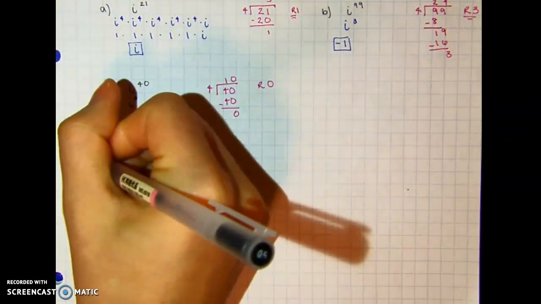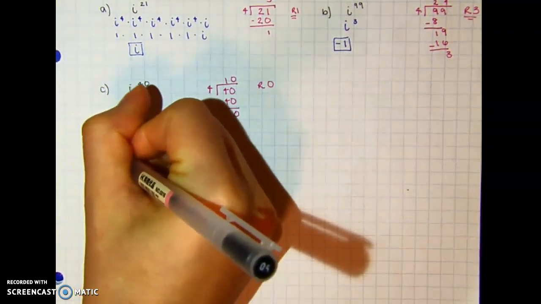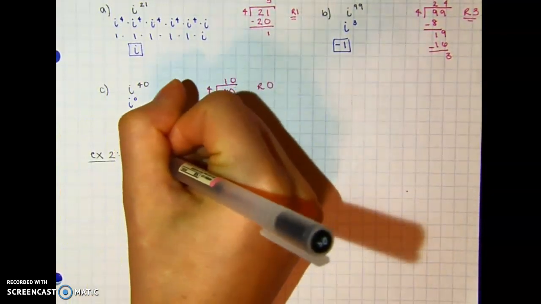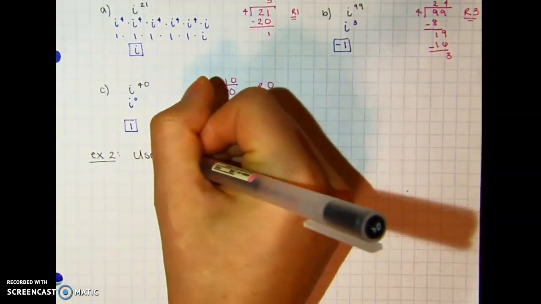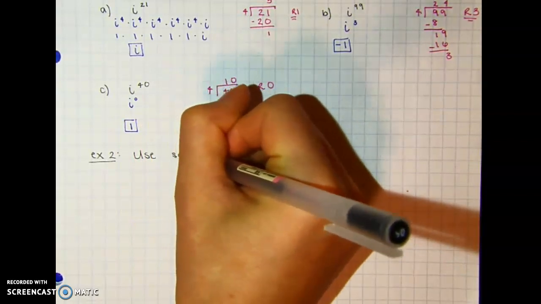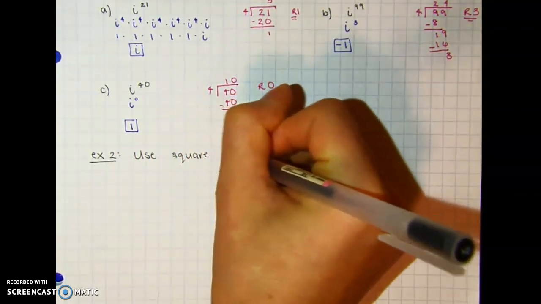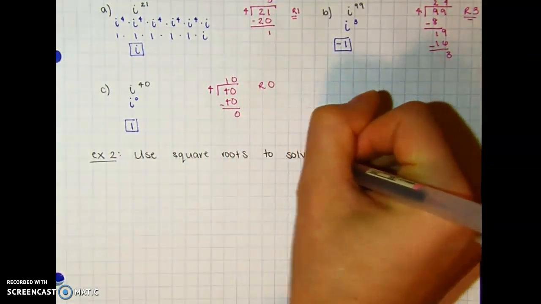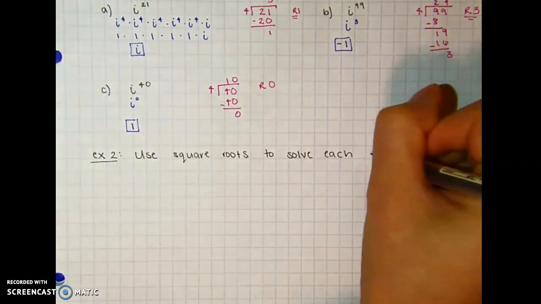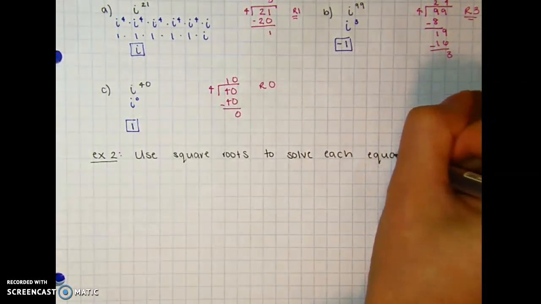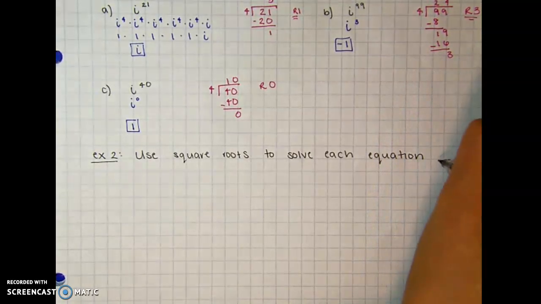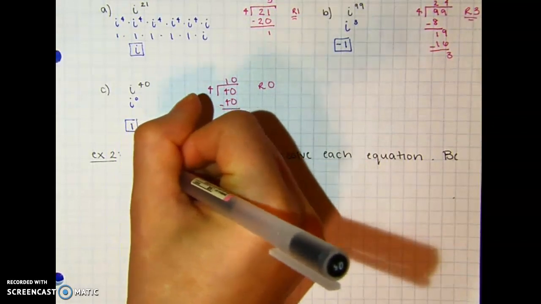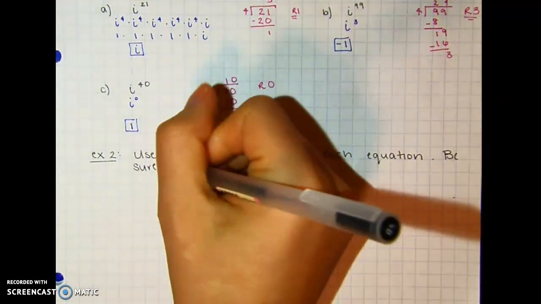All right, another time where we need to use this is not just simplifying, but simplifying radicals. So you learned about simplifying radicals a while back. I think you do a little bit of it in geometry, I don't remember. It's been a while since I've taught it. So use square roots to solve each equation. Be sure to write your answers in simplest form.